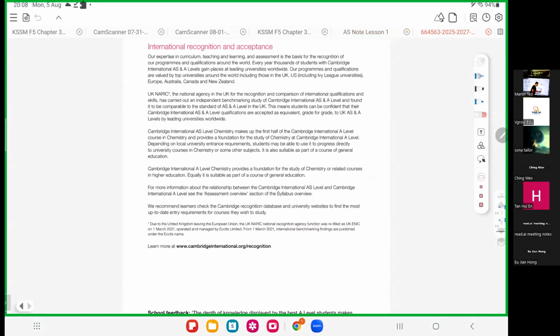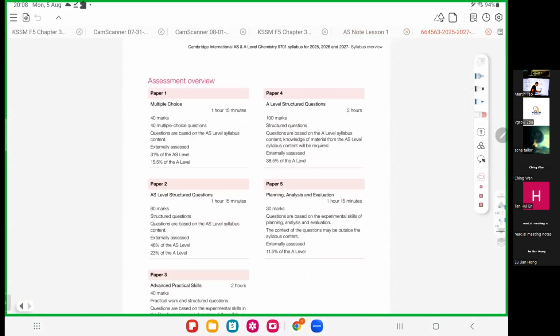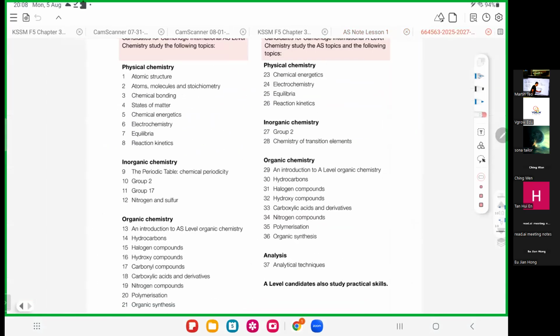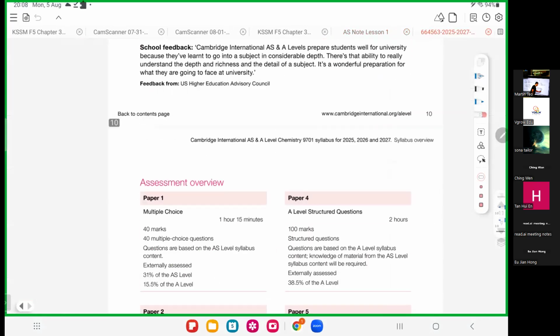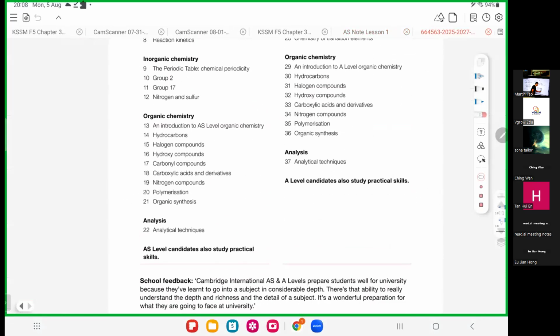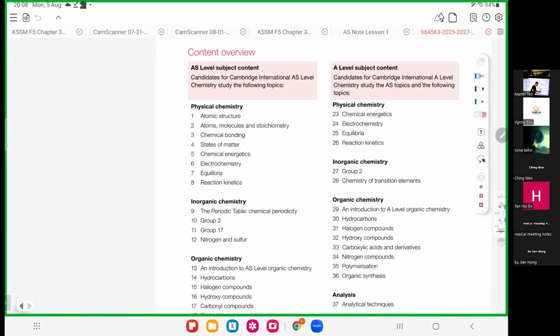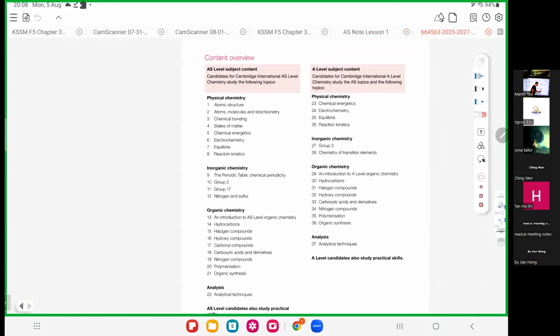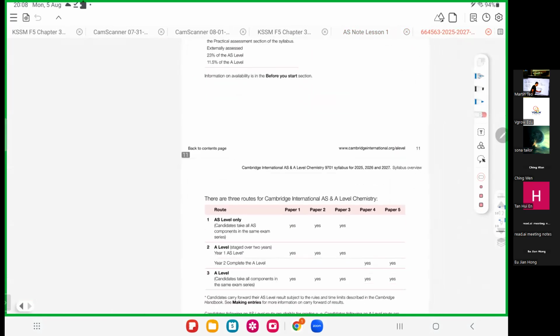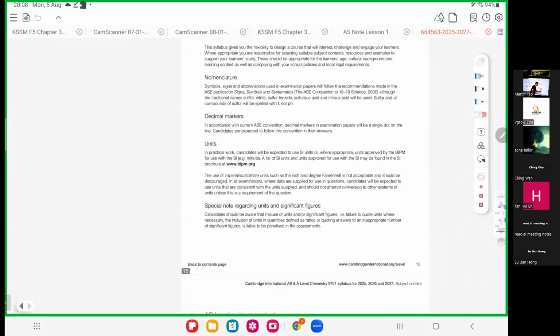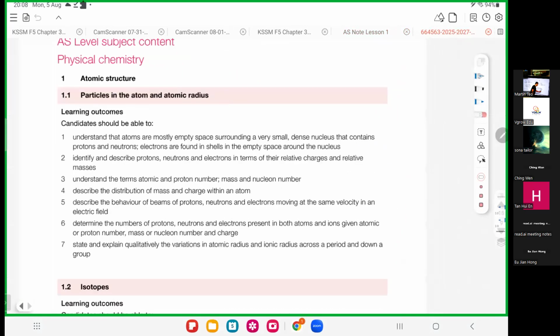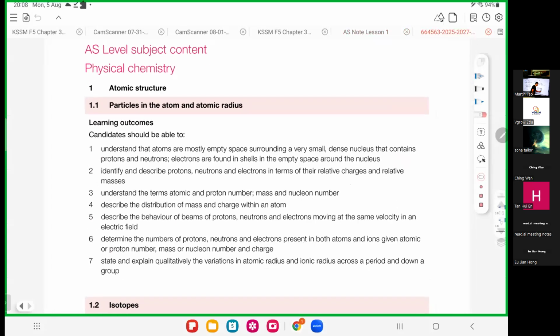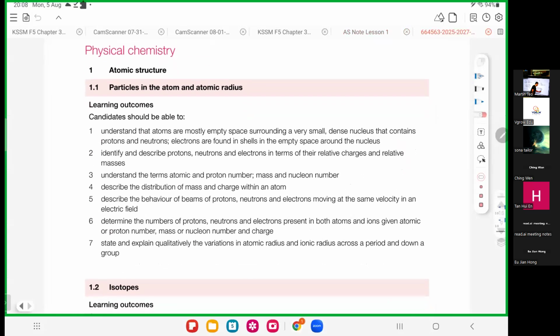For example, this is what you will learn in your AS, and this is what you will learn in your A2. AS is on the left-hand side, and A2 is on the right-hand side. Then, for one particular chapter, say chapter 1, atomic structure, these are all the learning outcomes.